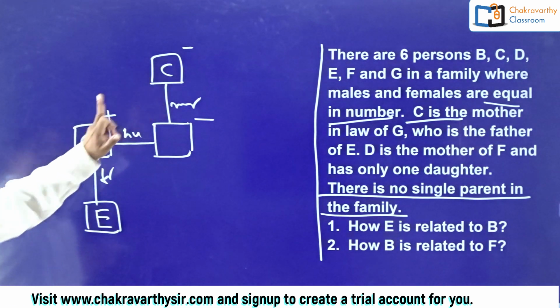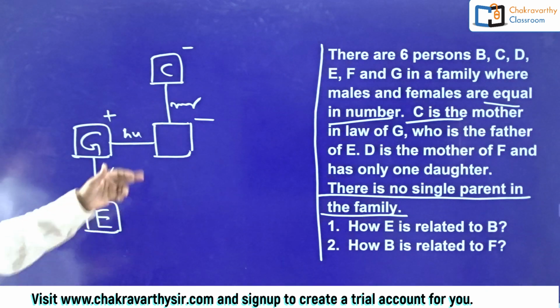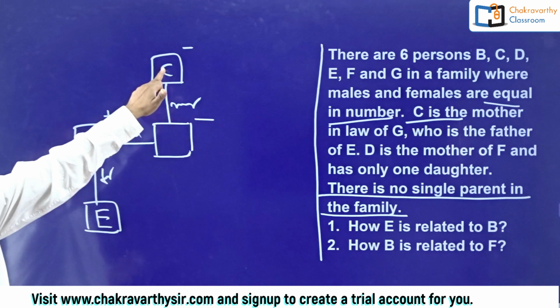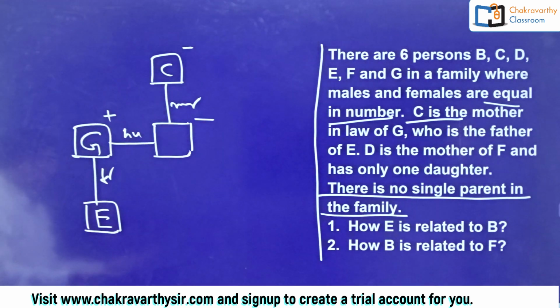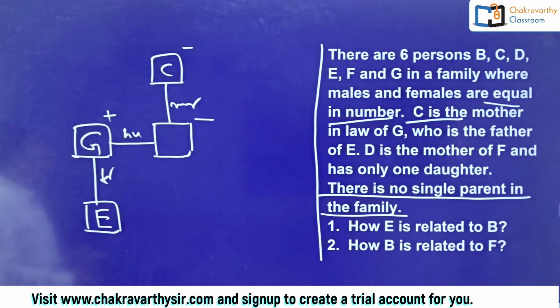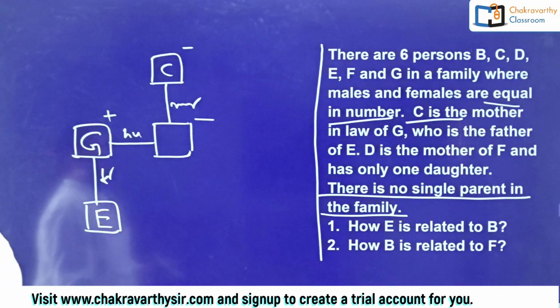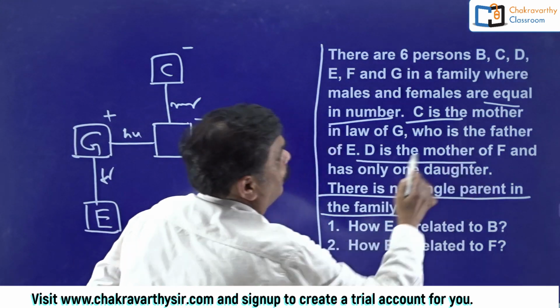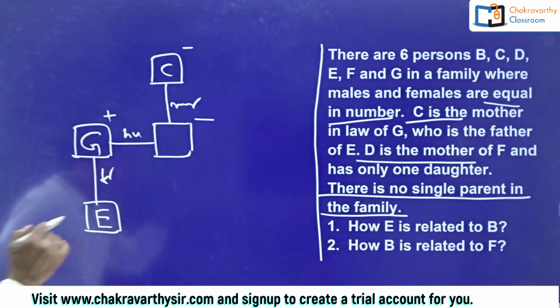Now C is mother-in-law of G. Obviously, here C is the grandmother of E. Very clear. Okay, now go for the connecting information here. That's over. Next, D is mother of F and has only one daughter.